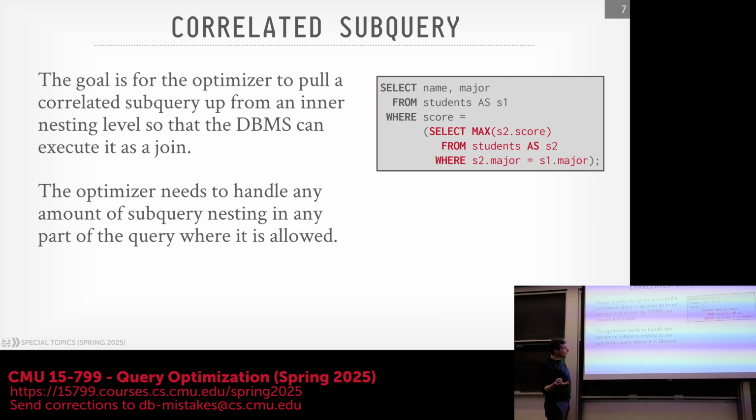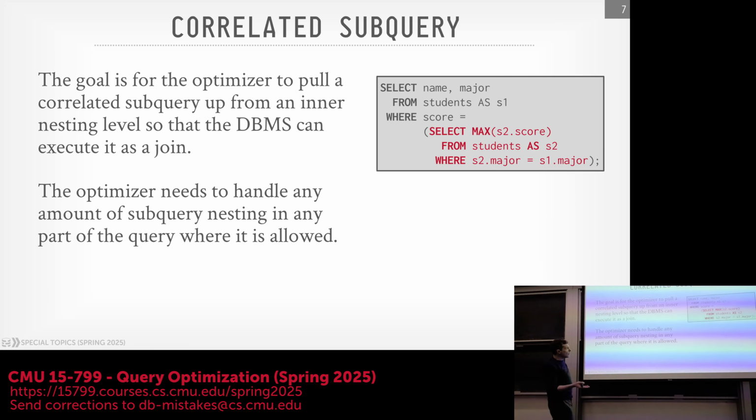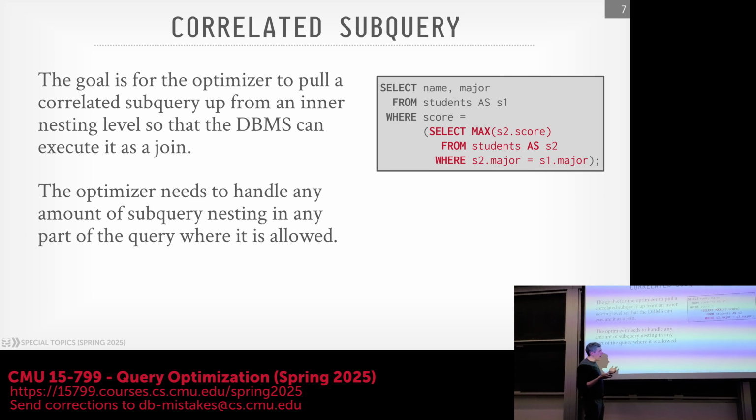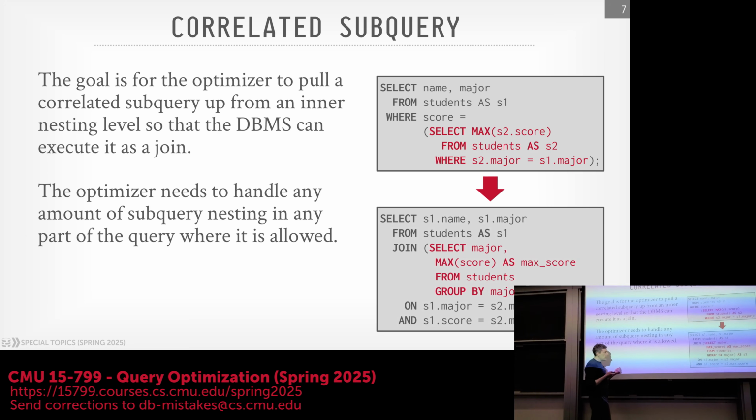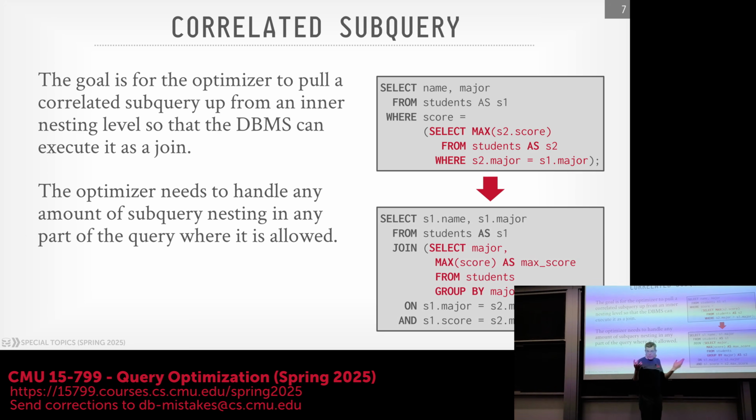Again, the goal we're trying to achieve is to pull out this correlated subquery and rewrite it into a join, which we know how to do efficiently.